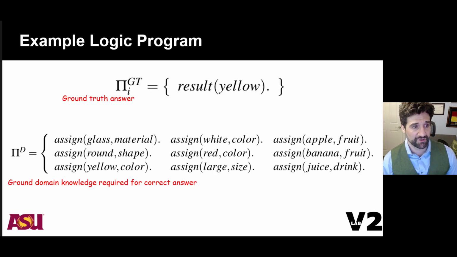And to complete this example, we have what the actual answer is, that the result will be yellow. But again, that can't possibly be answered with the logic program I showed you in the previous slide. You need some additional logical facts, which are shown here in pi d, which just tells you what domains certain things belong to. And if you have those thrown in your logic program, now answering the question is just a simple deduction. But we don't have it, and we want to get pi d from data.